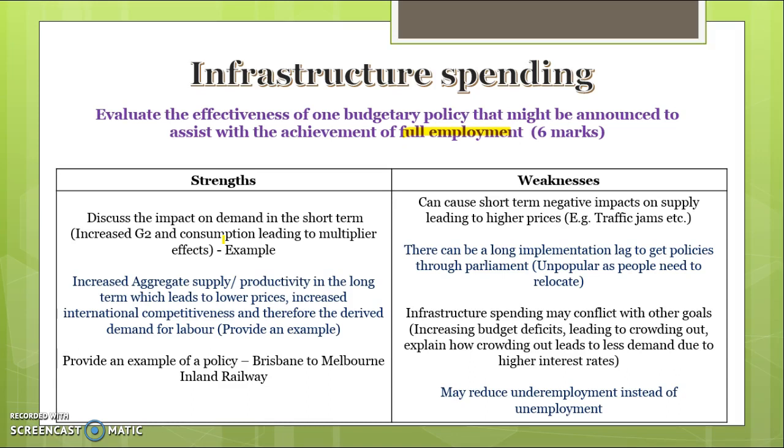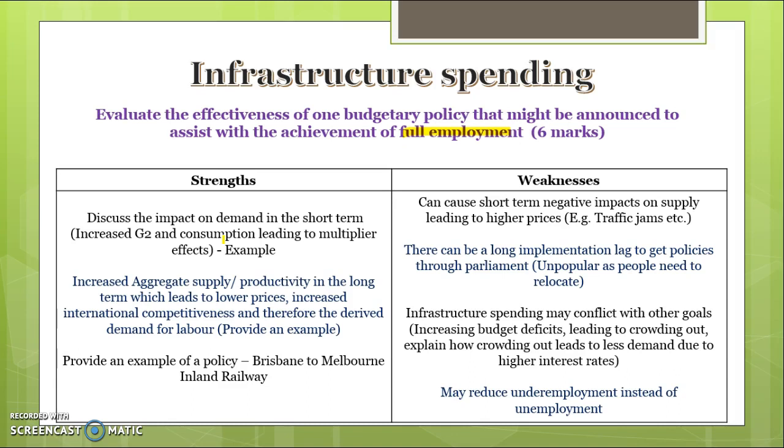And then it also helps boost full employment in the long term once we finish building the infrastructure, because it helps to boost productivity and helps to boost aggregate supply, and therefore in the long term leads to lower prices and increased international competitiveness and therefore the derived demand for labour. Again, you could link to the Brisbane-Melbourne Railway and talk about how that's helped to connect railways with ports and how that's going to boost productivity as well.